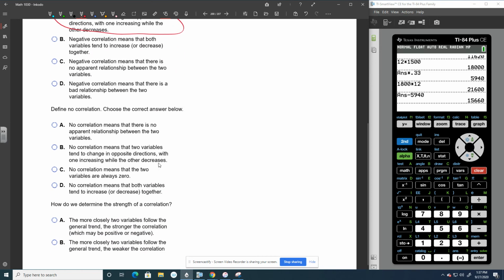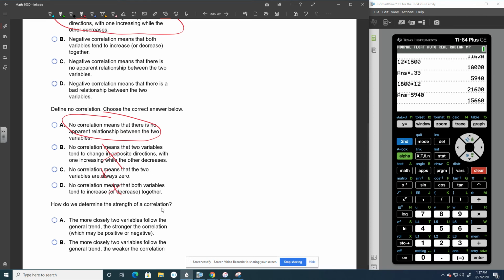So while one variable is going up, the other one is going down. Okay. Define no correlation. So no correlation means there is no apparent relationship between the two variables. That seems like a good option. No correlation means they change in opposite directions. Nope. No correlation means the two variables are always zero. Nope. No correlation means that both variables tend to increase together. Nope. So it would be A.